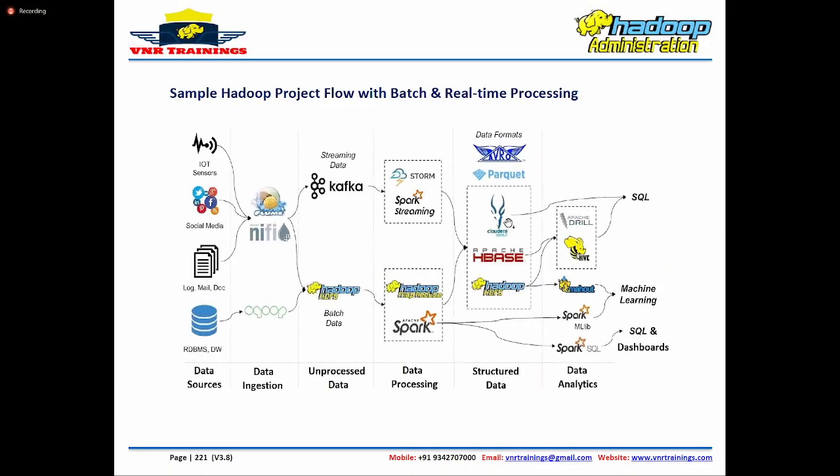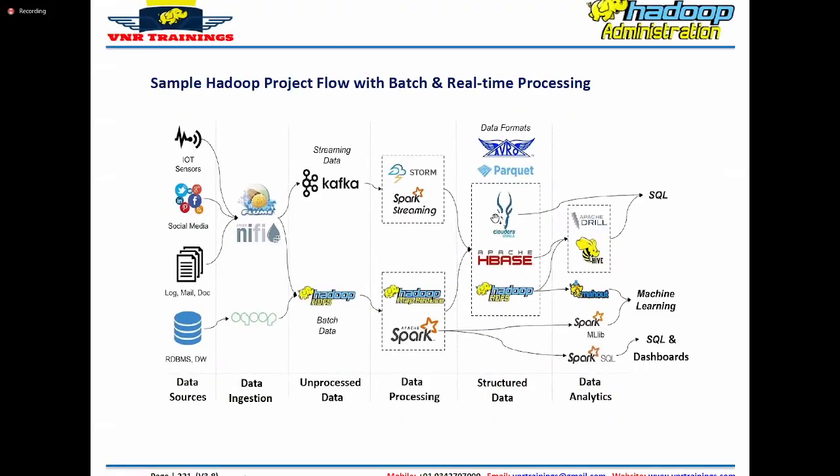This is the sample flow. This is the Hadoop cluster, and this is what they do with batch and real-time processing. Normally these are the data sources. Your data source can be an RDBMS, log files, social media, or IoT sensors. If it is real-time data, it will go through Flume or NiFi. If it is batch data, it will go through Sqoop. NiFi can give it to Kafka. From Kafka, Storm and Spark will take it, and finally they store the data into the Hadoop cluster, and reports can be generated here.